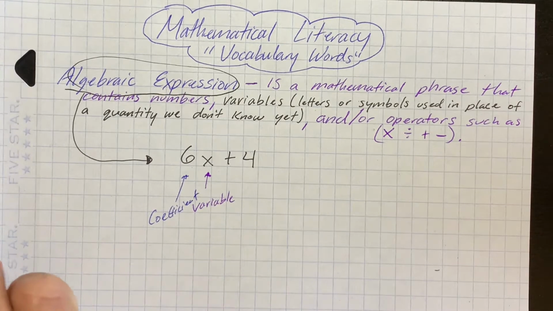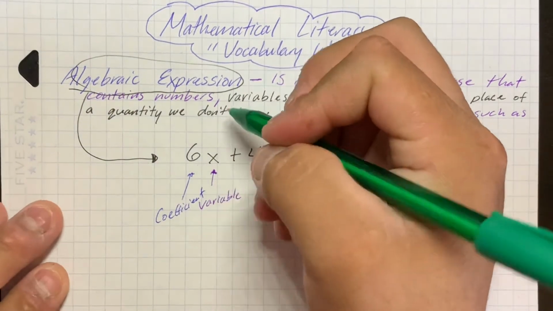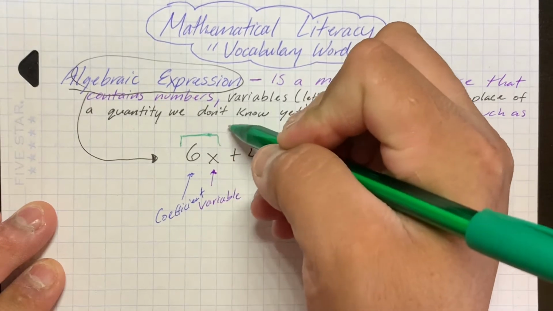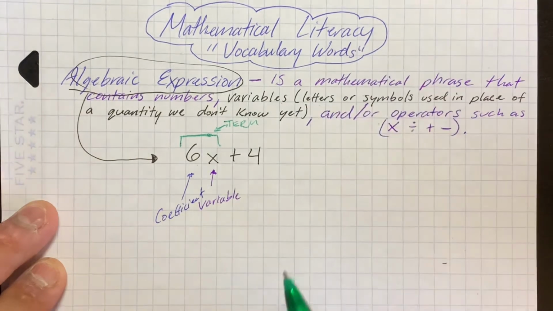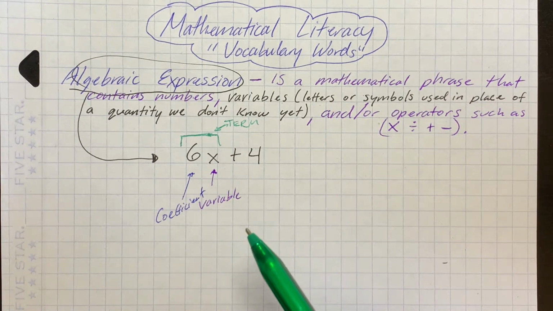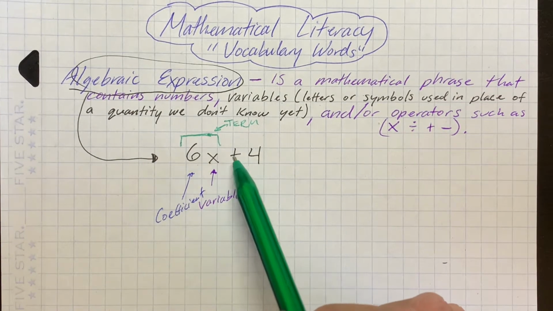Okay. Now with that being said, in green, we call this a term. Okay, so this is a term. 6x is a term. All right. In an expression, an expression is made up of one or more terms. So in this case, a number by itself, or the product of a number and a variable, sometimes there's more than one variable. Each term is separated by an addition or a subtraction sign.